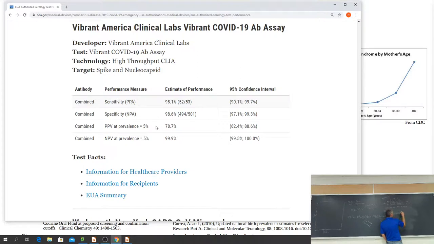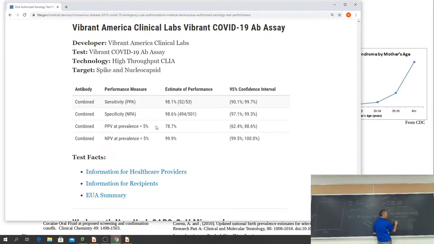So 0.4 times 0.981 plus 0.6. That's a 60% chance of not having it, yet of that 60%, we will test positive 4.4% of the time. So our probability of getting a positive test in this case is 0.4 times 0.981 plus 0.6 times 0.044, which is 0.4008.